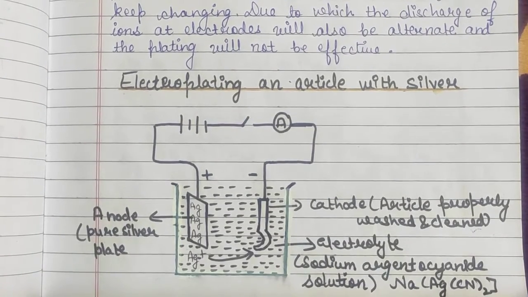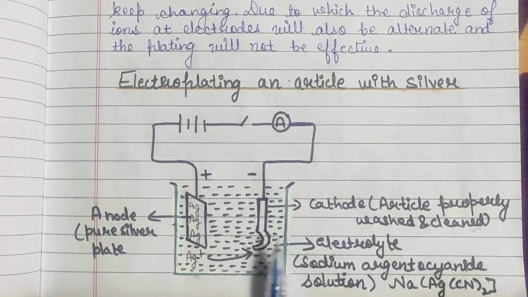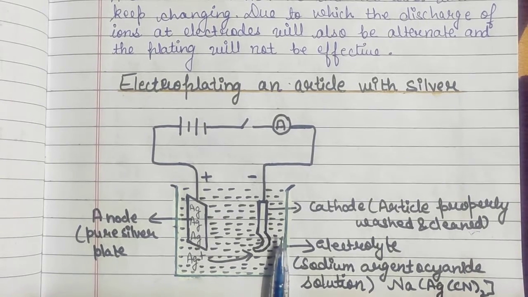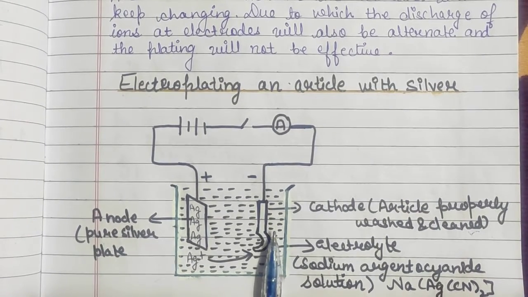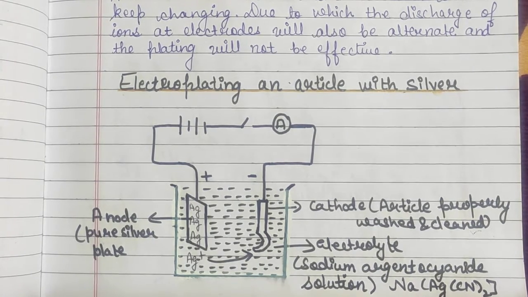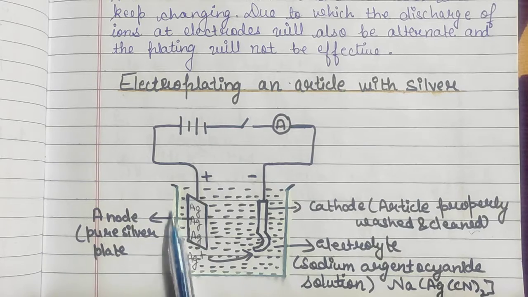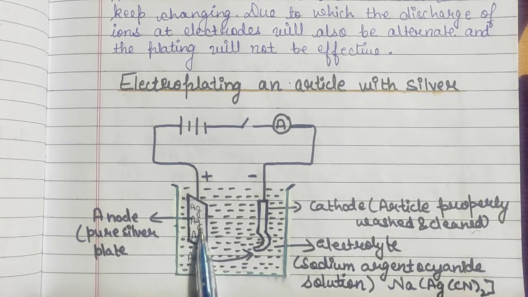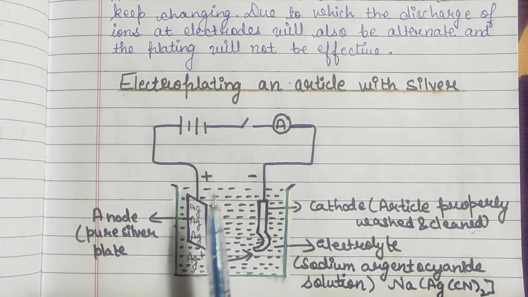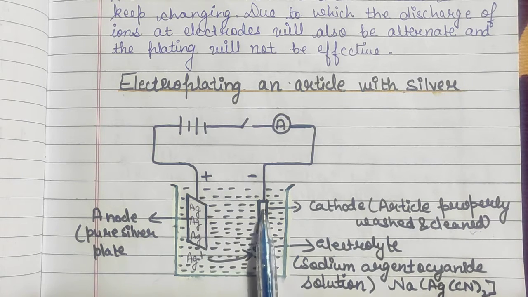Now we will discuss electroplating an article with silver. So here you may observe the apparatus or the diagram drawn on page number 2 of the notes, which is sent on 5th July 2021. Here we have taken the container in which we will take the anode, which is a pure silver plate, Ag, you may observe here on the left hand side, and on the right hand side we will take the article, properly washed and cleaned, which is the cathode.